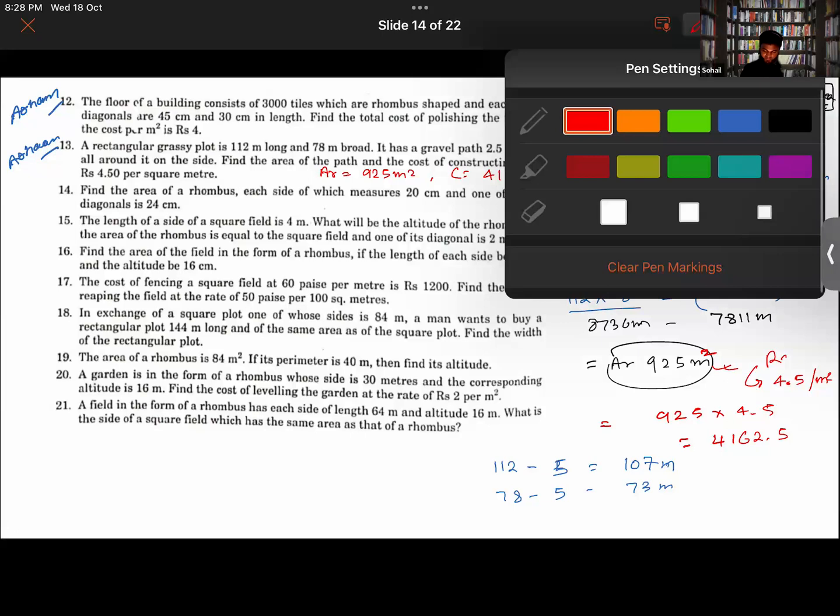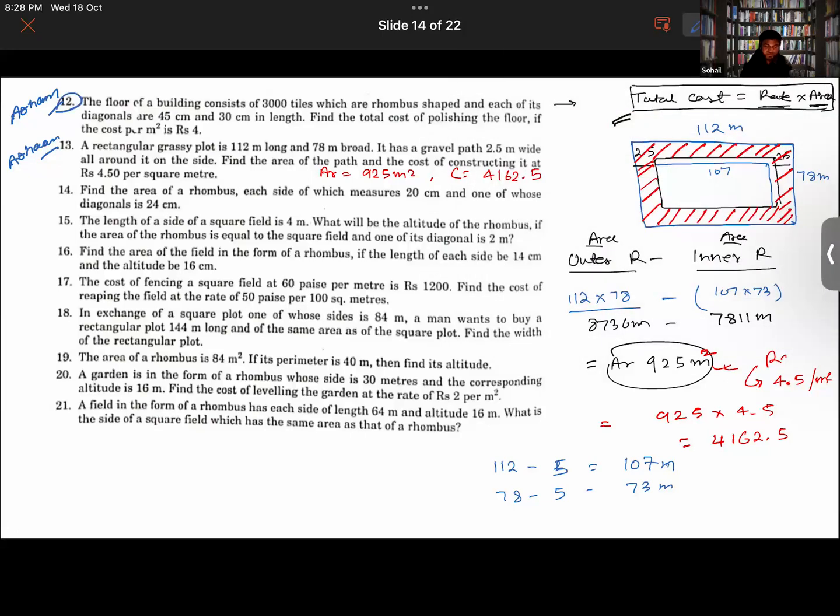Now I will come to question number 12. What is the answer you are getting? The cost of polishing is 810 rupees. Okay. In question number 12, there are 3,000 tiles. You will find the area of one tile, which will be half into 45 into 30 centimeter, that is 675. Then the area of total tiles, you will be multiplying it by 3000, whatever value is here, put it over here.